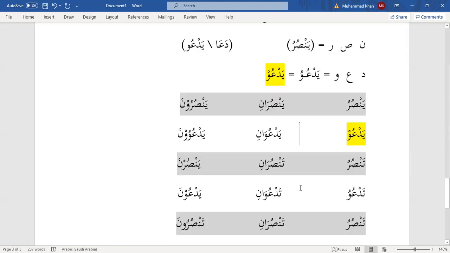And in the second one, in the muthanna or the dual, no change takes place. As we can see here, yansurani, yad'uwani, they are equal. So there is no need to change it. No change will take place over here. Here we have yansuruna, and here we have yad'uwuna. Now, I hope you can tell me what we are supposed to do.